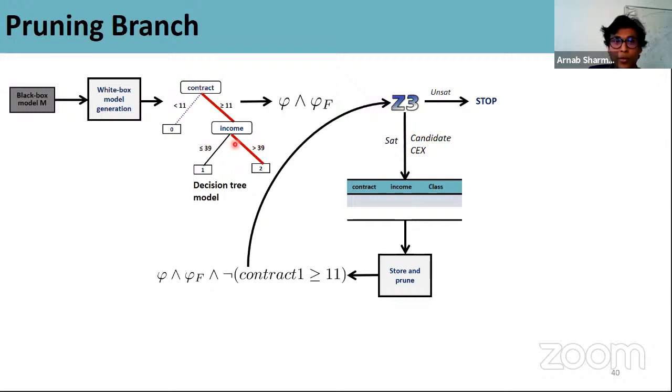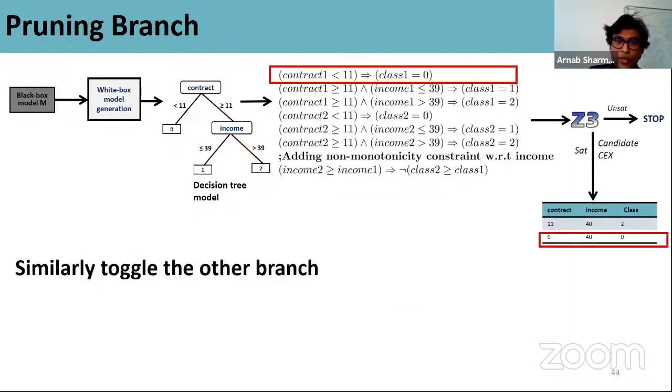So we go in a top-down way. We first take this part of the branch, toggle it, so negate it basically, and add it to the logical formula, give it to Z3. So Z3 will try to generate a counterexample where the contract one is no longer greater than or equal to 11. We go to the next part of the branch where we add income one not greater than 39, add it to the logical formula and give it to Z3, and Z3 will give us another counterexample. So we do the same for the other branch, and this way we'll be able to generate multiple counterexamples from a single counterexample.